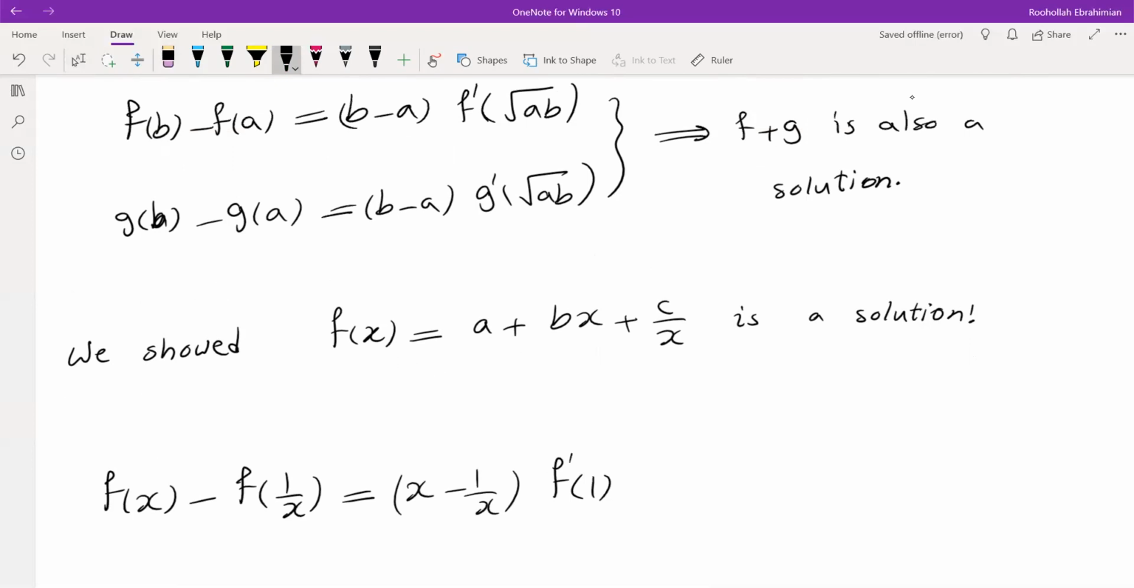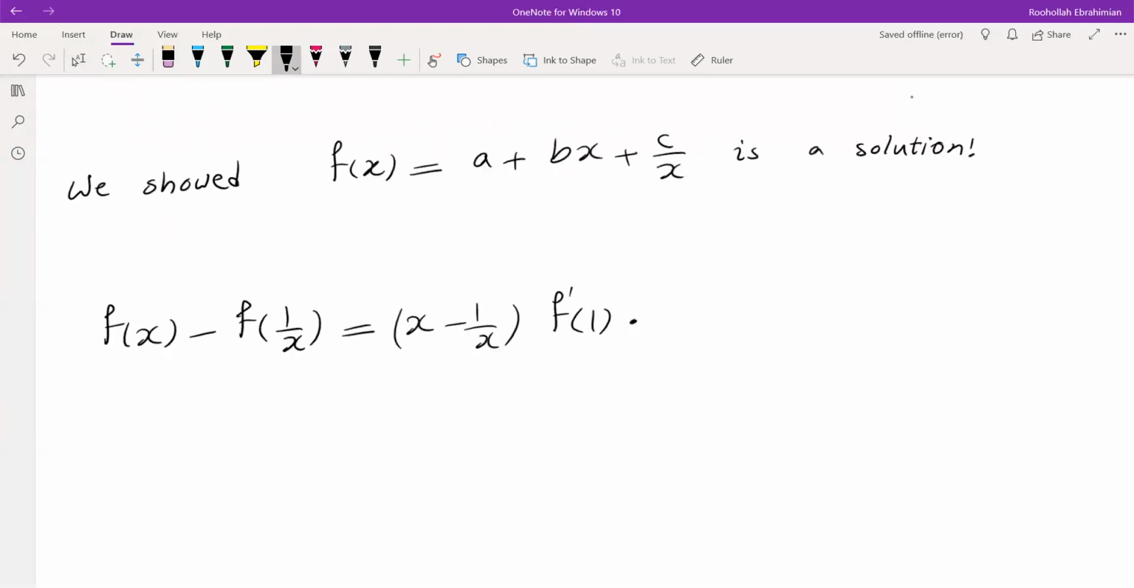Okay, so this is what we have now. Now the question is, can I find f from here? Looking at this, I realized that it doesn't look like we are in a very good position to actually solve this problem using only this equation. We seem to need more information to be able to solve the problem.